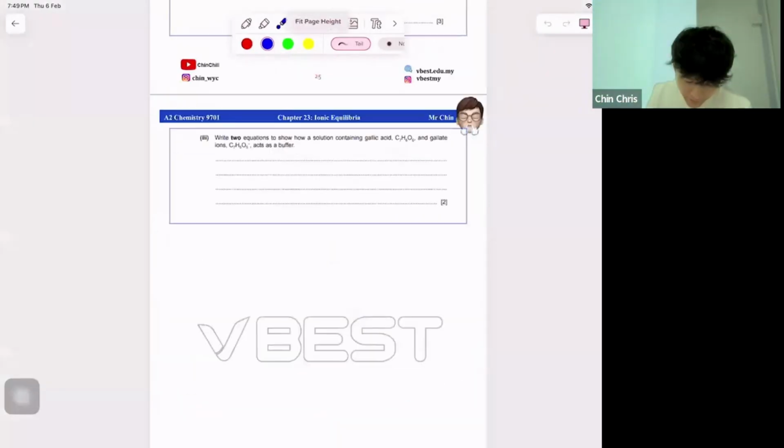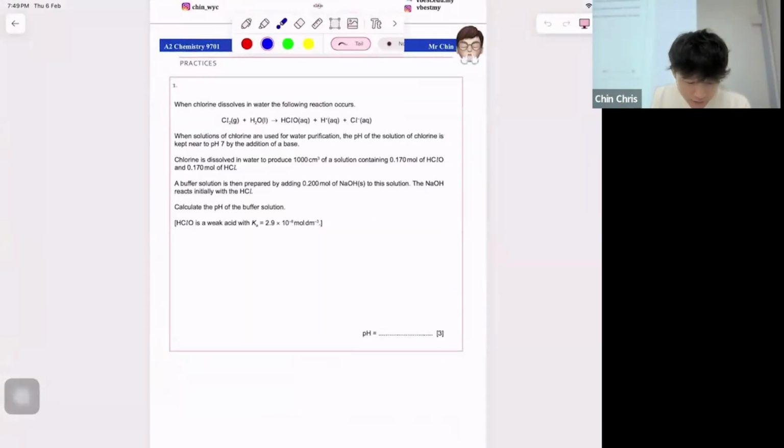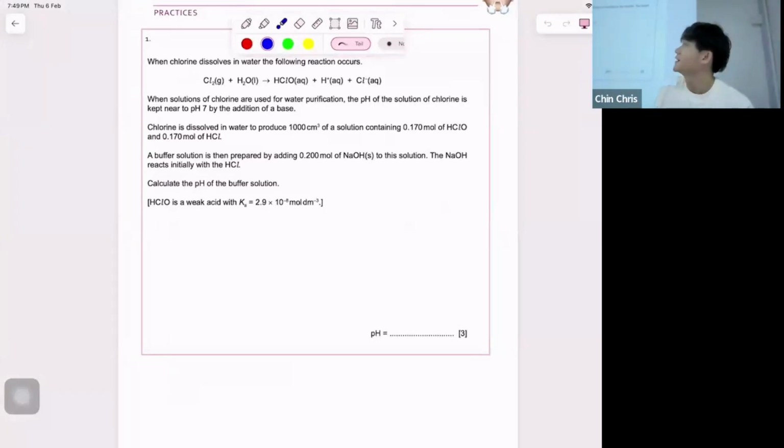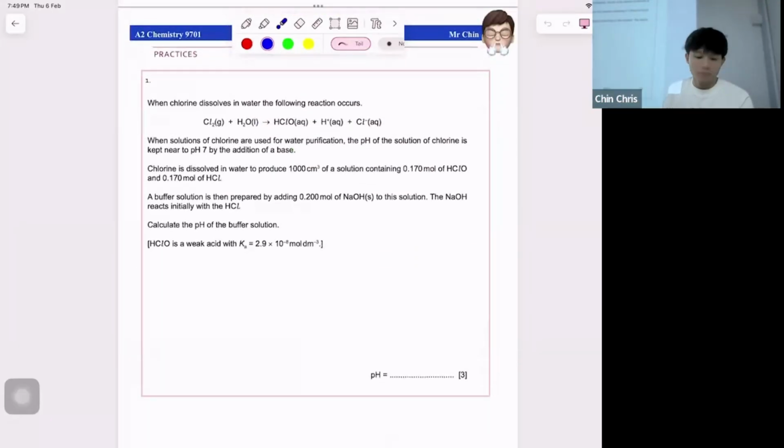Wait, a second. Suddenly I feel like changing my mind. Let me pick one hard question. Okay, never mind, guys. I have 10 minutes. I want to discuss one question on buffer, since buffer is the hardest. So, guys, can everyone flip to page 20? Page 20. Is it a buffer solution? Yeah, it's a buffer question. Good. Let's try some questions on buffer.